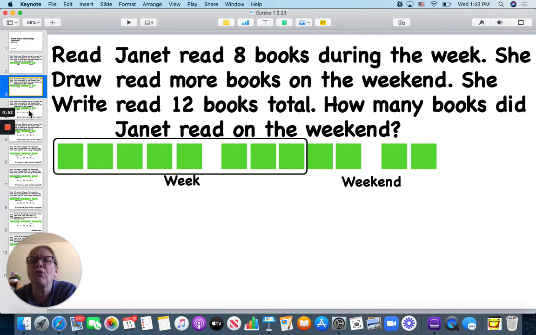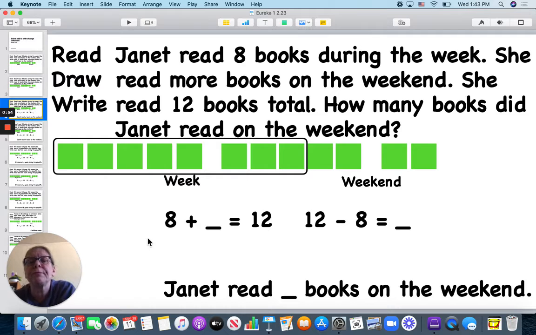Now I have to write my word problem. 8 plus some number equals 12. But if you think it is easier to think of it as a subtraction problem, that is okay. And we could write 12 minus 8 equals that same number. Because remember, these two problems are related. Then my sentence would be Janet read some number of books on the weekend.